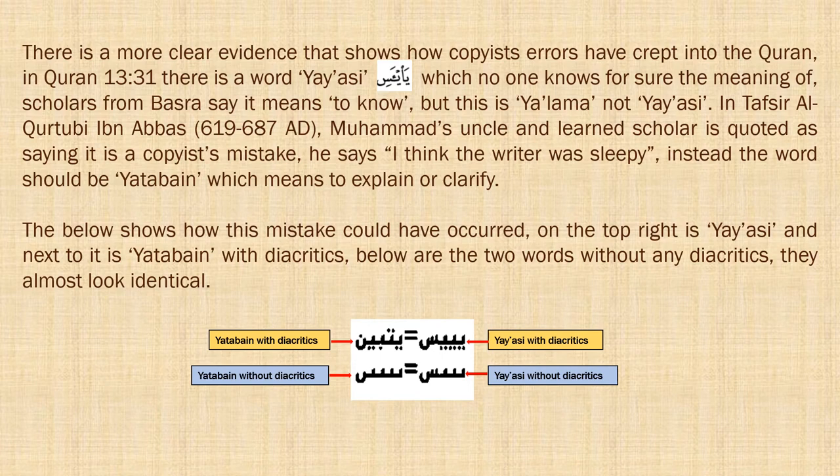A link is provided below with more evidence. Instead, the word should be yatabayyan, which means to explain or clarify. The below shows how this mistake could have occurred. On the top right is ya'asi, and next to it is yatabayyan with diacritics. Below are the two words without any diacritics. They almost look identical.